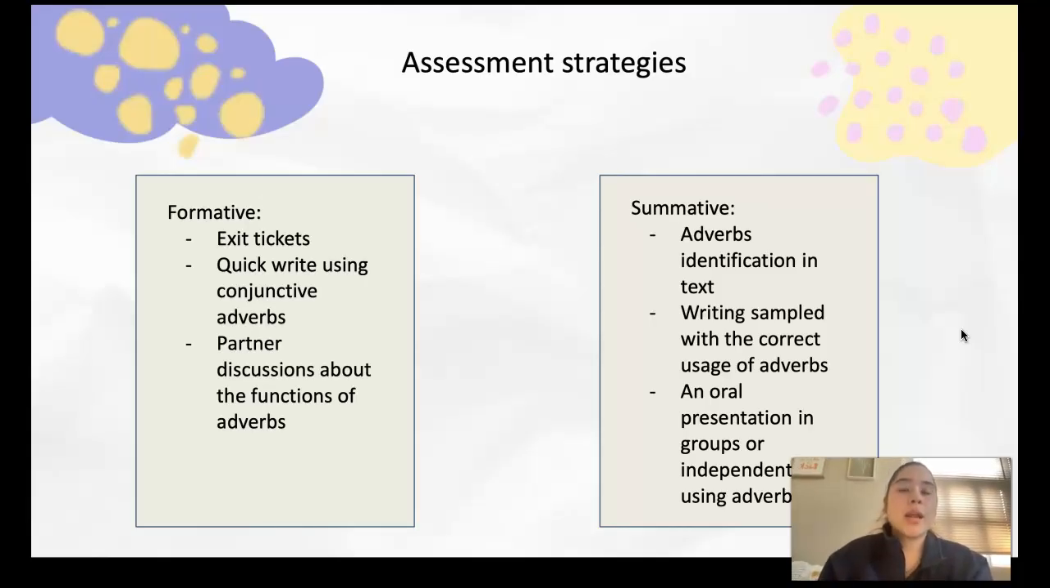And that's how you're going to grade them, to see if they understood what you were talking about in the whole unit. This will be at the end of the unit, so all of the learning that they had could be applied to whatever they're doing, like the adverb in the text or the writing or even the presentation.